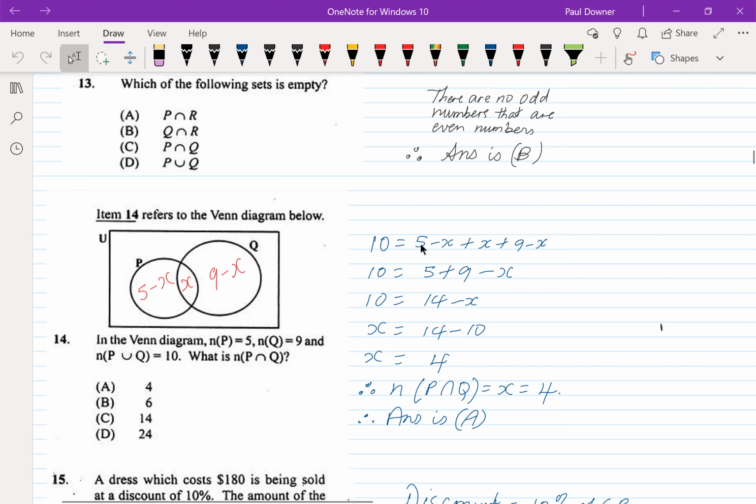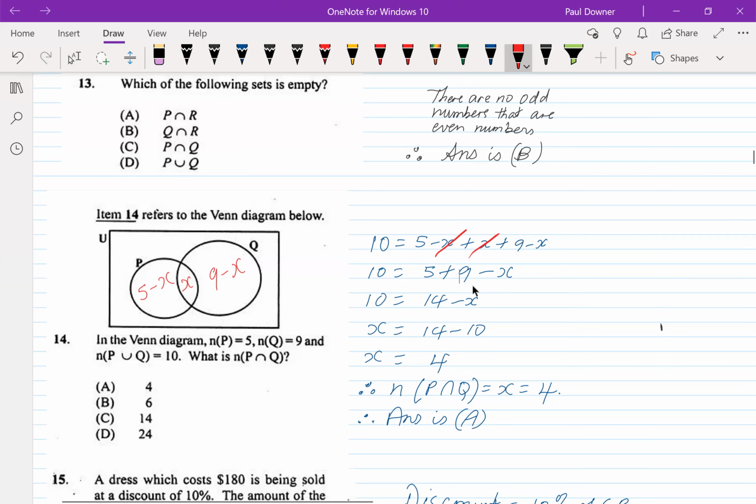The 5 and the 9, we're going to add them up. This minus X will cancel out with that plus X, so we can cross out these 2 here, right? They cancel out with one another. And this minus X here, right, is what remains. 5 and 9 is 14, all right?